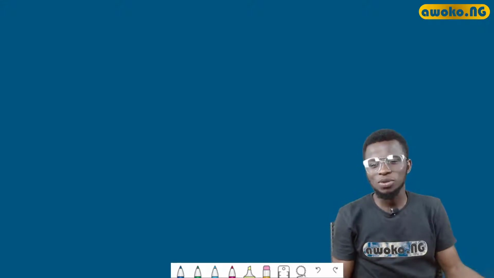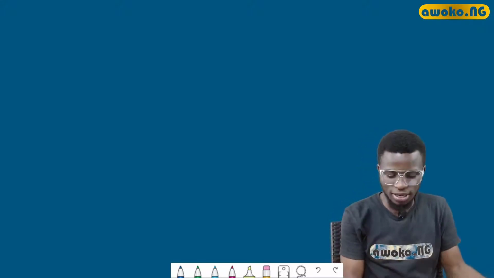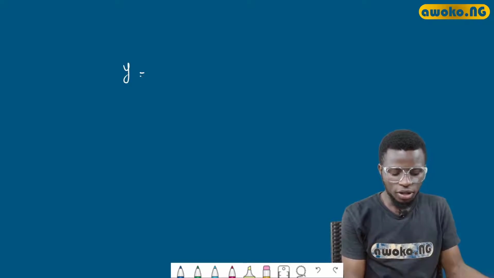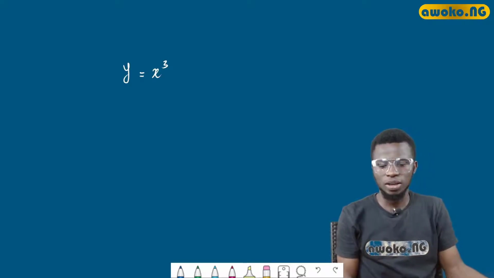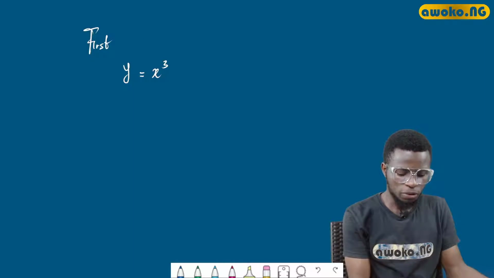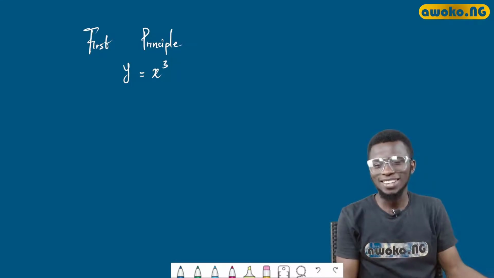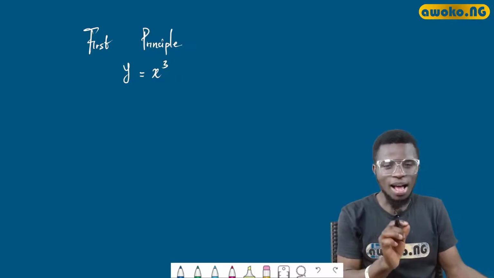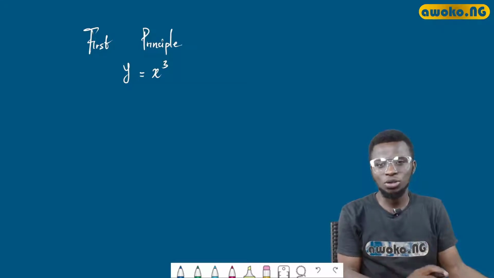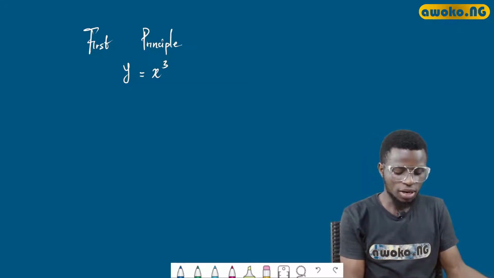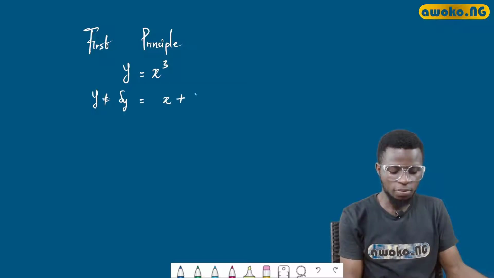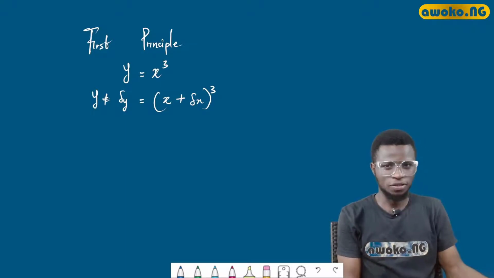Suppose we are asked to differentiate a particular function, let's say y equals x raised to the power 3, from first principle. How are we going to go about this? Of course, the first step to take is to add an infinitesimal change to both sides. So if you do that, we have y plus δy equals (x plus δx) all raised to the power of 3. That is the first step.